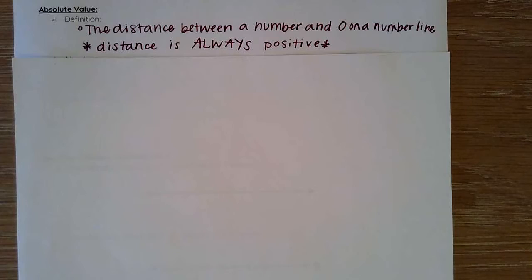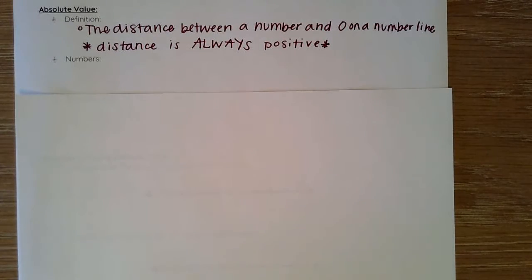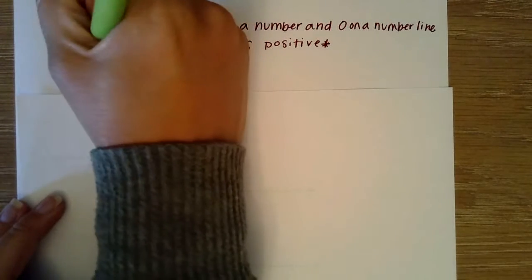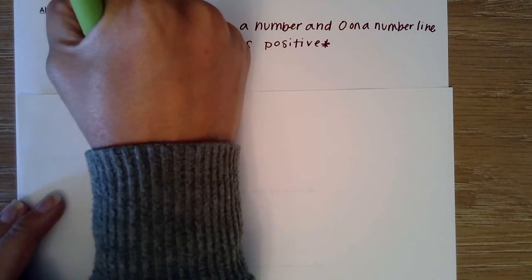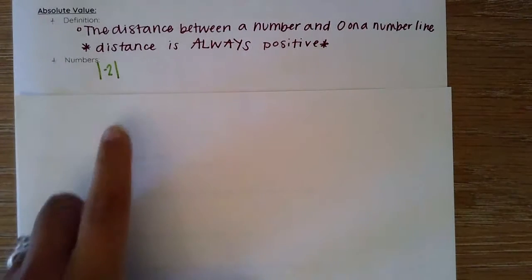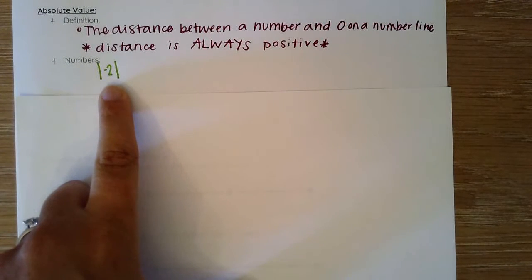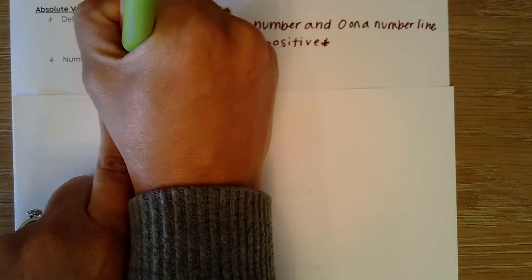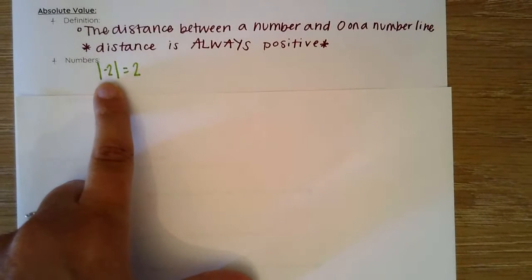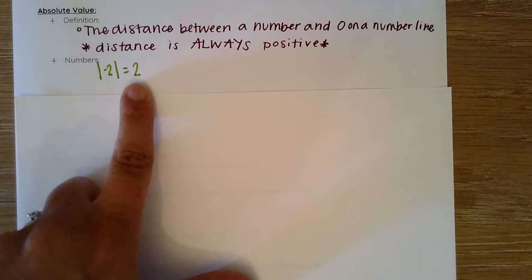Let's take a look at what that looks like. When we write that out in numbers, we use these symbols, these tall bars, and our number goes inside. So this is read as the absolute value of -2. Now, the absolute value of -2, if we think about a number line, is 2 spaces from 0. So the absolute value of -2 is equal to 2.